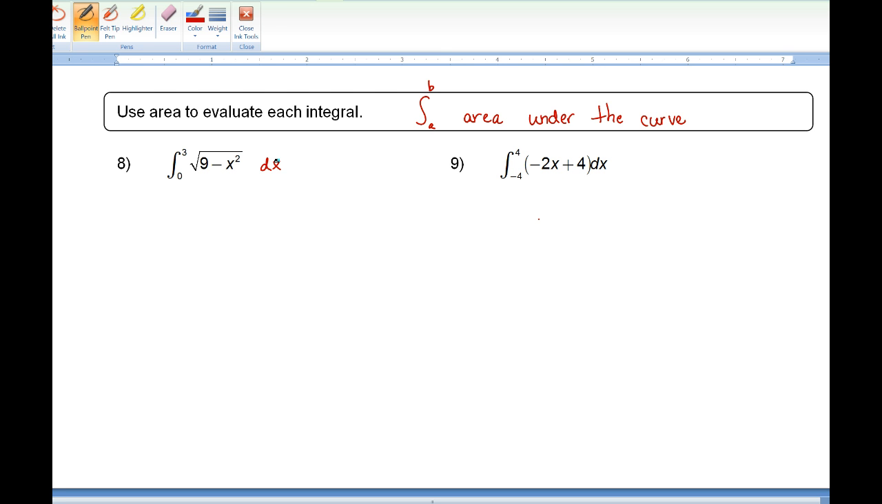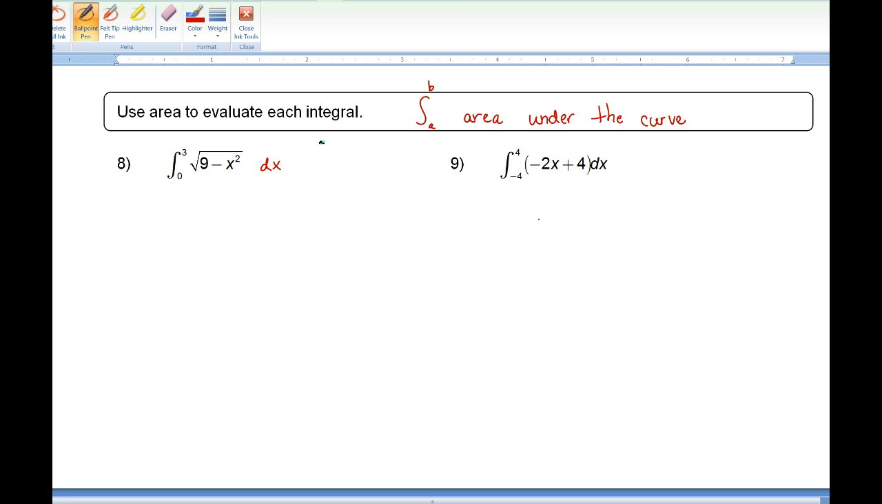How do you evaluate it? Now we take the antiderivative. We haven't learned actual antiderivatives yet. We will learn them. It's okay, because once you know derivatives, working backwards is most of the same idea. It's easier now that you already know derivatives. But we are going to evaluate the integral by using area. So that's what it says: use area to evaluate each integral.